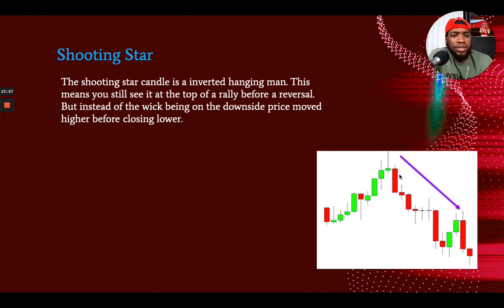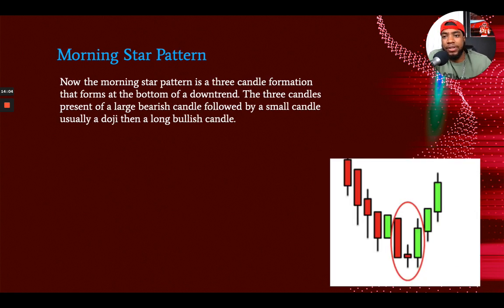So typically you'll see patterns like this right at a resistance zone. If price just made a higher high, things like that. Morningstar pattern. Now we're getting into our 2-3 candle patterns, really a 3 candle pattern.